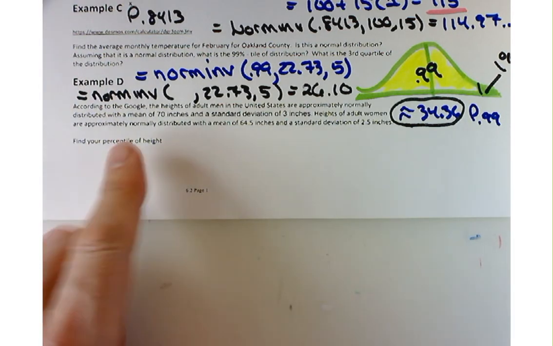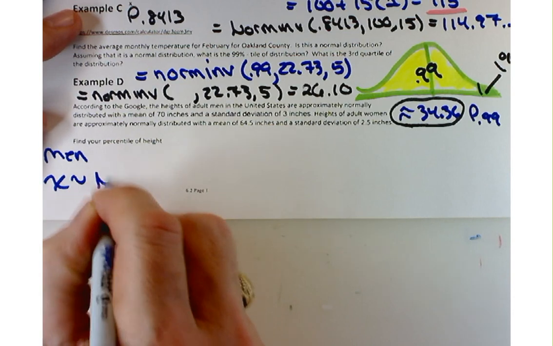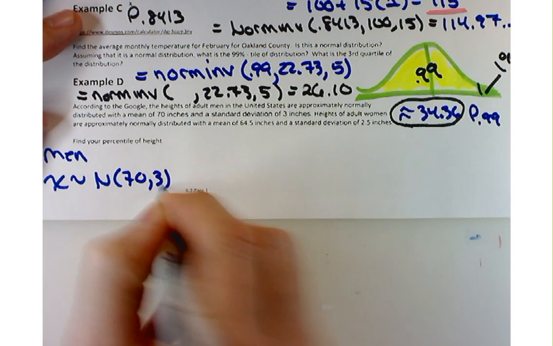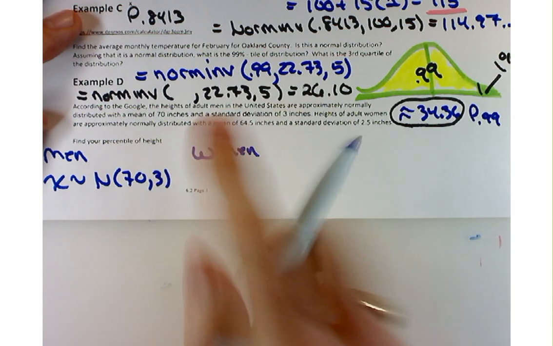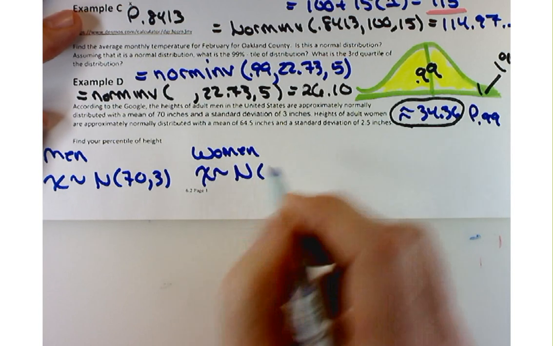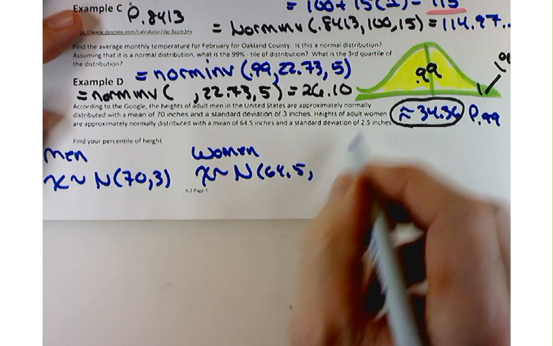All right, so according to Google, this is different than what it shows in the actual textbook itself. According to Google, the heights of men are normally distributed with a mean of 70 and a standard deviation of 3 inches. So for men, X is distributed normally with a mean of 70 and a standard deviation of 3. For women, X is distributed normally with a mean of 64.5 and a standard deviation of 2.5.